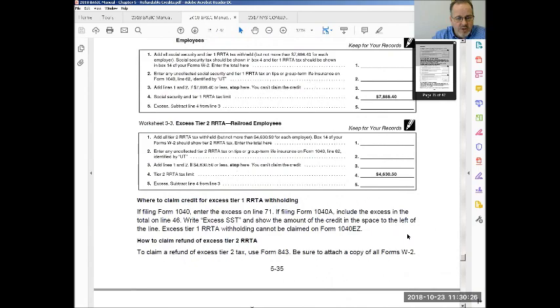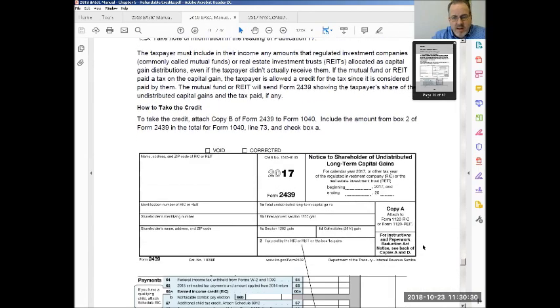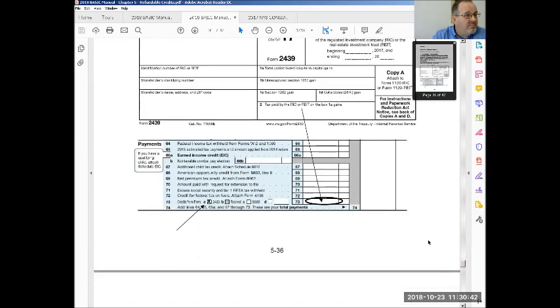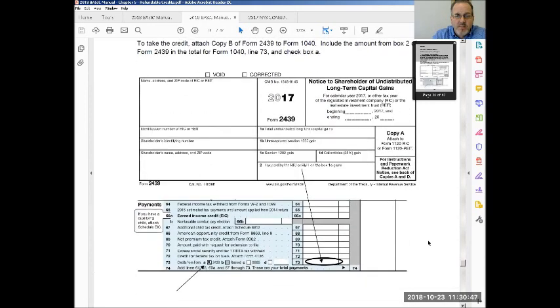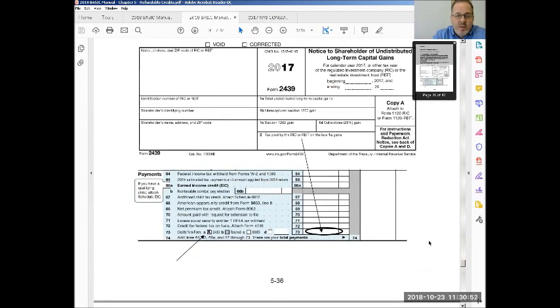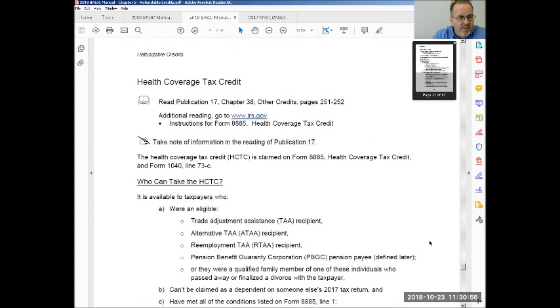And then the last little one is just for your knowledge, credit for tax on undistributed capital gains. Again, in 9 years of doing tax returns, if I saw two of these, that was probably a lot. Okay? You just don't see this one. You might see it come over on a K-1 very rarely, on the corporation. Okay? Page 537, health coverage tax credit.